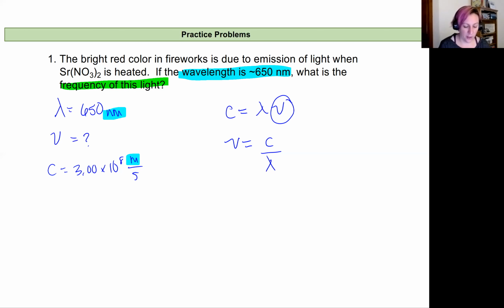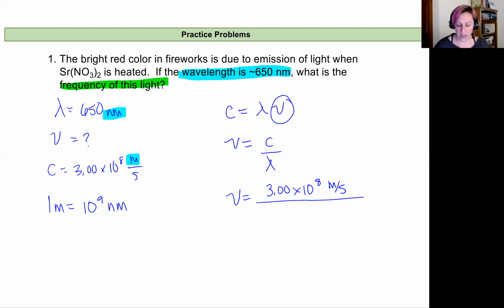And so remember, in our metric system, 1 meter is going to be equal to 10 to the 9th nanometers. So setting up my equation, I'm going to set my frequency equal to the speed of light, which is that 3.00 times 10 to the 8th meters per second, and divide that by my 650 nanometers converted into meters. And so I'll multiply this by a conversion factor that has meters on top and then nanometers on the bottom.